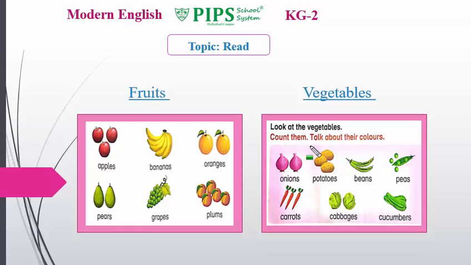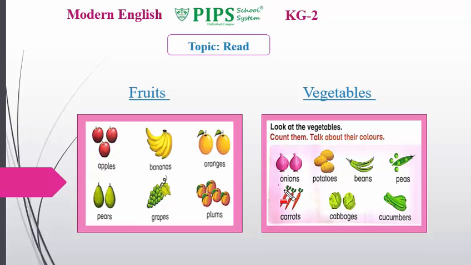Next one is potatoes, and here are the spellings of potatoes, and the color of potatoes is skin. Next one is beans, and here are the spellings of beans, and the color of beans is green. Another one is peas, and here are the spellings of peas, and the color of peas is green.